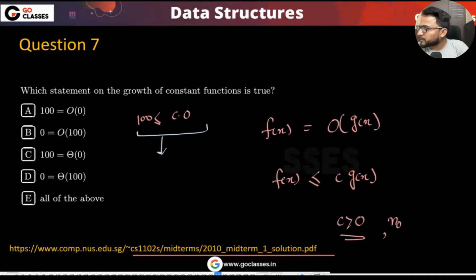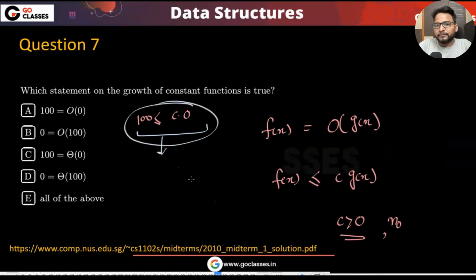Now let's talk about this particular question. So tell me, this 100, can it be less than or equal to? So what does this mean? 100 equal to order of 0, which means 100 is less than or equal to c into 0. There is no n naught, I think, right? This is not a function of n, so that is fine. So for some c, can you satisfy this? These are the normal comparisons only. Can you satisfy this for some c?